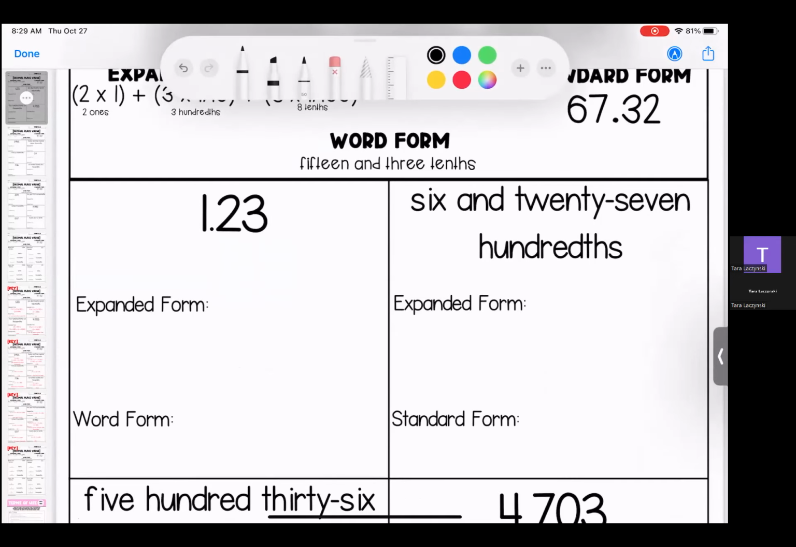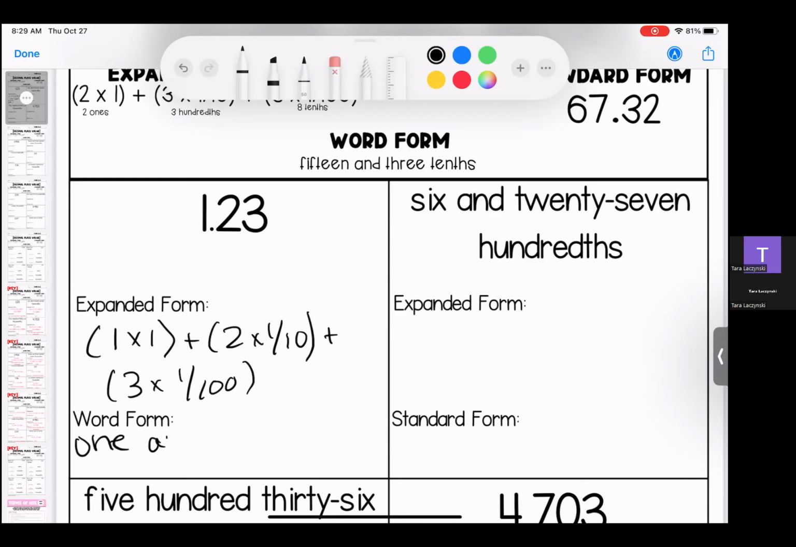So let's jump in. This one will be read as 1 and 23 hundredths. So that means we have a 1 in the ones place, plus a 2 in the tenths place, plus a 3 in the hundredths place. For word form, we would write it just how I said it, 1 and 23 hundredths. Remember that the last digit gives it its name, so the 3 is in the hundredths place.